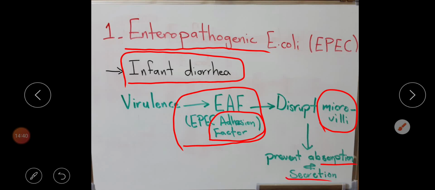And by this, watery diarrhea occurs in case of enteropathogenic E. coli. Okay, so this is the virulence factor, EAF, enteropathogenic E. coli adhesion factor. It will attach to microvilli, causing disruption of them, and then it will prevent the normal function of the intestine, which is absorption, leading to diarrhea. This is about the first strain of E. coli that causes intestinal infection, which is enteropathogenic E. coli.